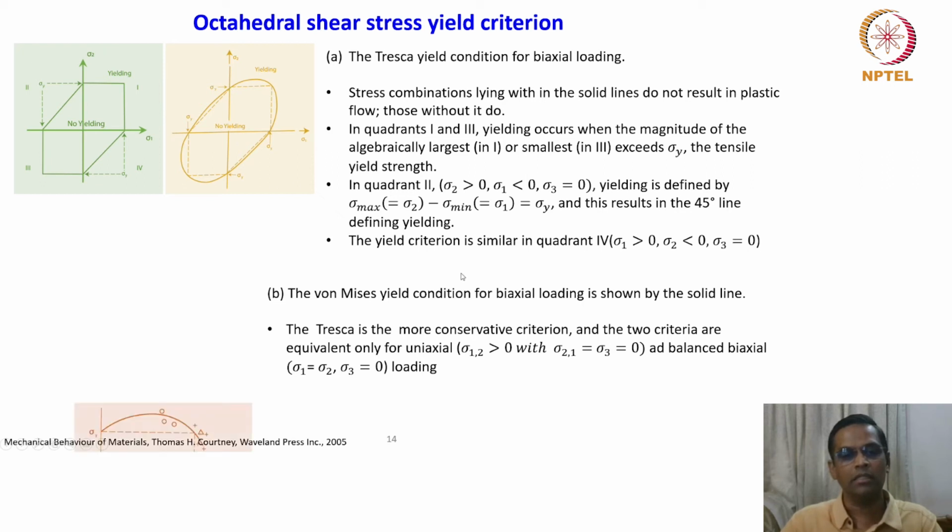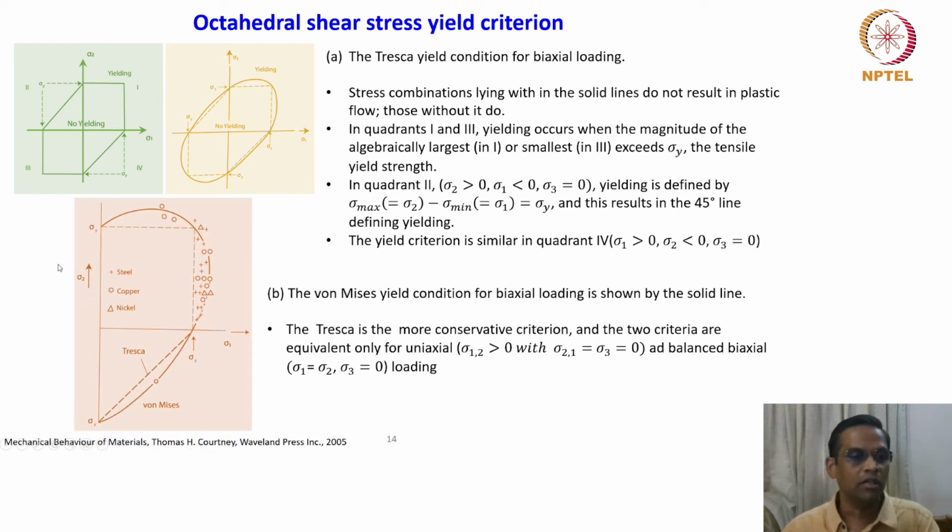Otherwise, the von Mises yield criterion shows slight deviation when you move away from the principal axis. So this particular image shows the experimental findings. You can see that it's quite interesting. These are the experimental data obtained for steel, copper, and nickel, and you see that most of the data points lie close to the von Mises criterion, but not very different from Tresca. It is close to the von Mises criterion for biaxial loading.